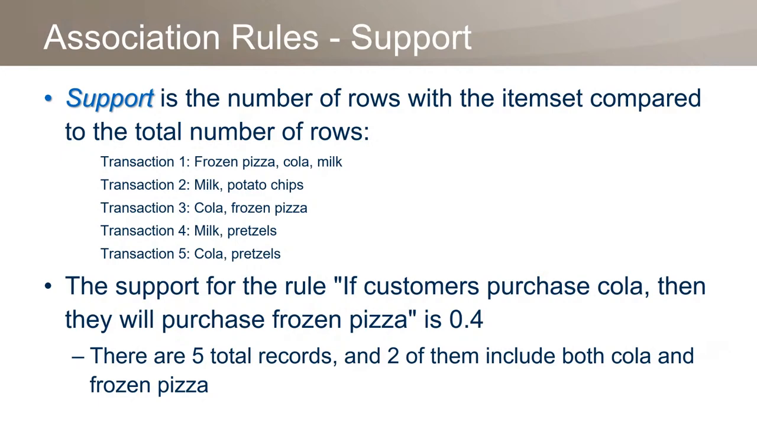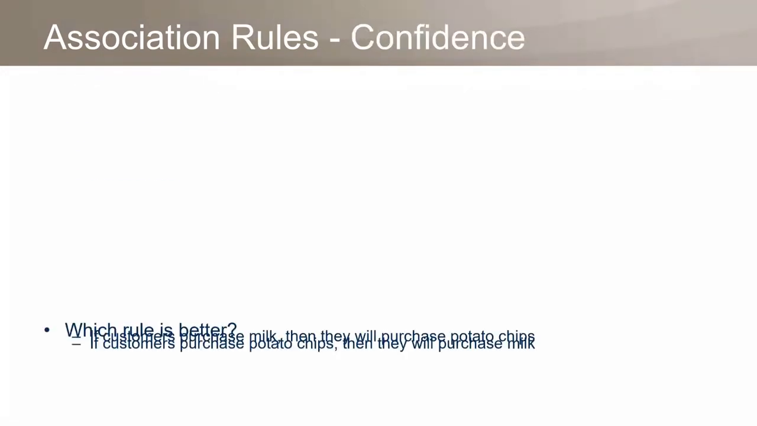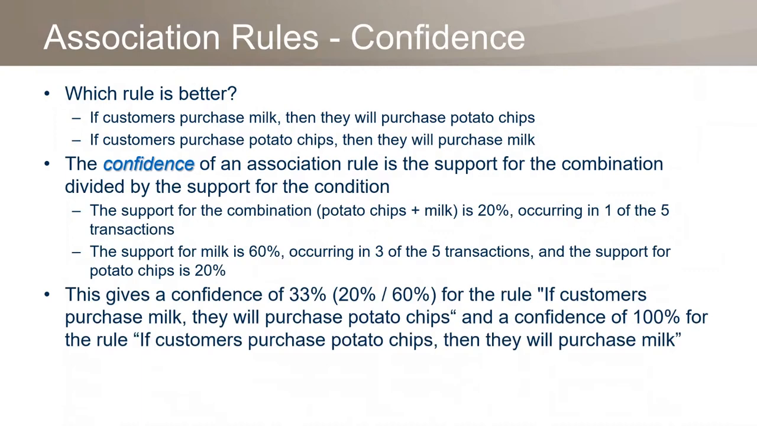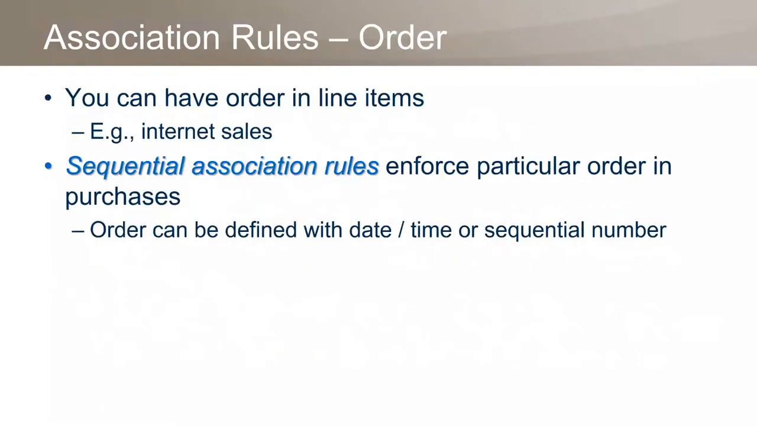Both rules, if milk, then potato chips, and if potato chips, then milk, have the same support. However, we need another measure that will show that potato chips has more stronger association with milk than the opposite. So we can define the confidence. And the confidence is the support for the combination divided by the support for the condition. So combination potato chips and milk has support 0.2, and support for milk is 0.6, while the support for potato chips is 0.2. So the confidence for the rule, if customers purchase milk, they will purchase potato chips is 0.33, while the confidence for the rule, if customers purchase potato chips, then they will purchase milk, is one. Apparently, the second rule might be more important. And sometimes you might even define order in order lines.